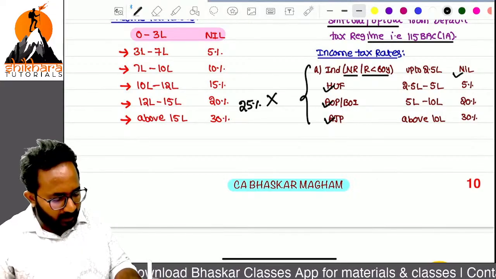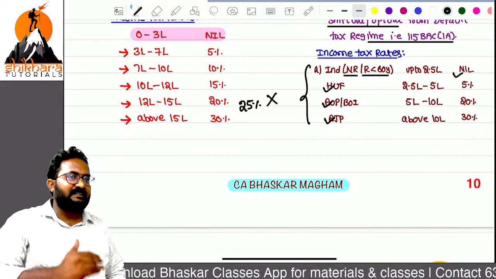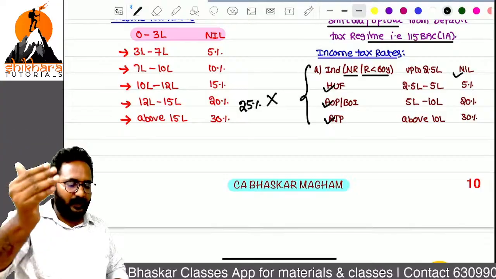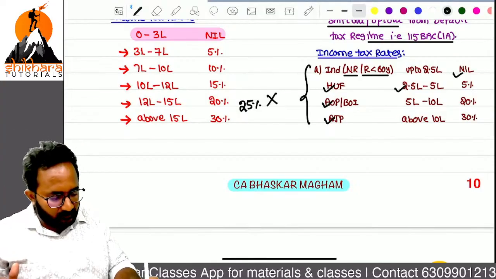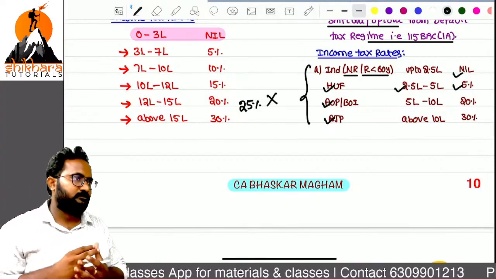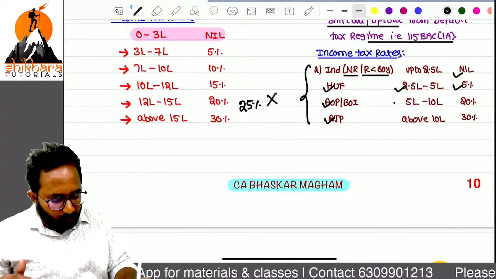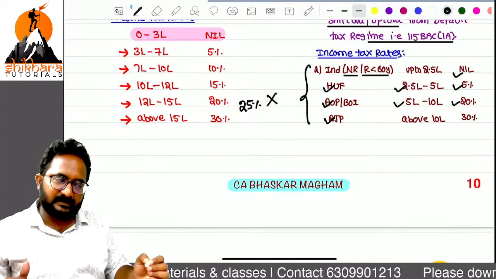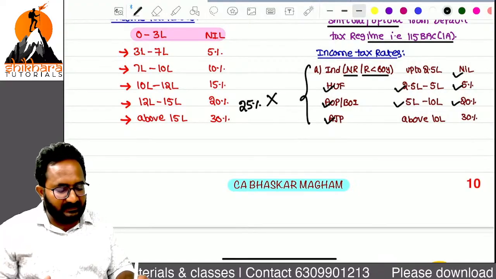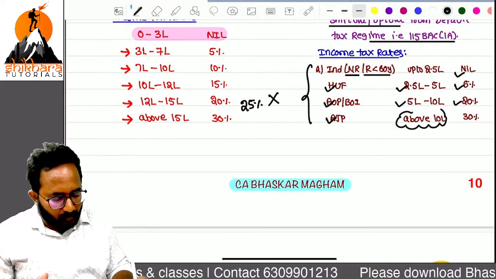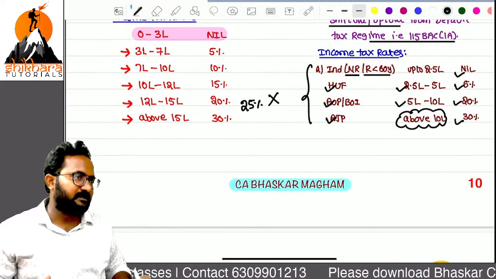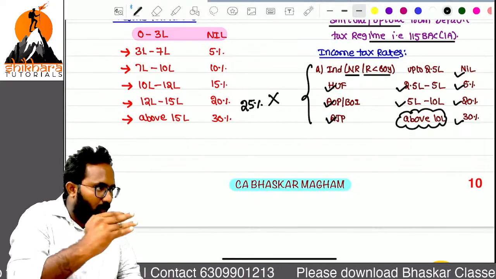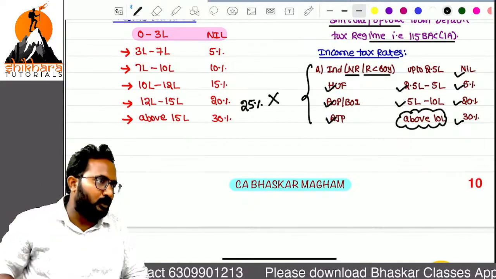Yes, no need to pay any tax. So next slab, 2.5 lakhs to 5 lakh. What is the rate? 5%. Next, 5 lakh to 10 lakh slab, 20%. Next slab above 10 lakh, whatever you have, that is what? 30%. That means slab rates you have to remember and slab levels also you have to remember.